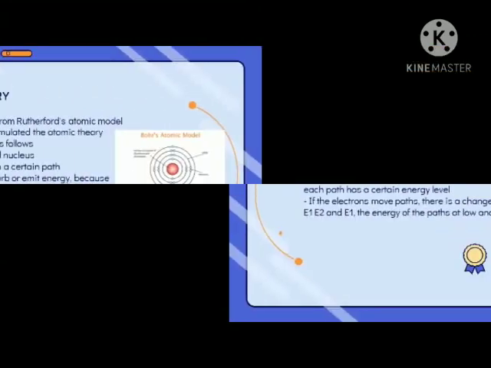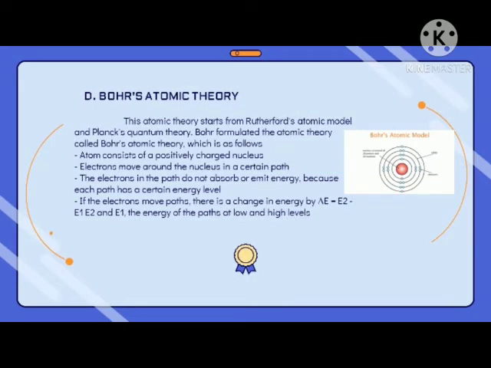D. Bohr atomic theory. This atomic theory starts from Rutherford's atomic model and applies quantum theory. Bohr formulated the atomic theory called Bohr atomic theory, which is as follows. 1. The atom consists of a positively charged nucleus. 2. Electrons move around the nucleus in certain paths.